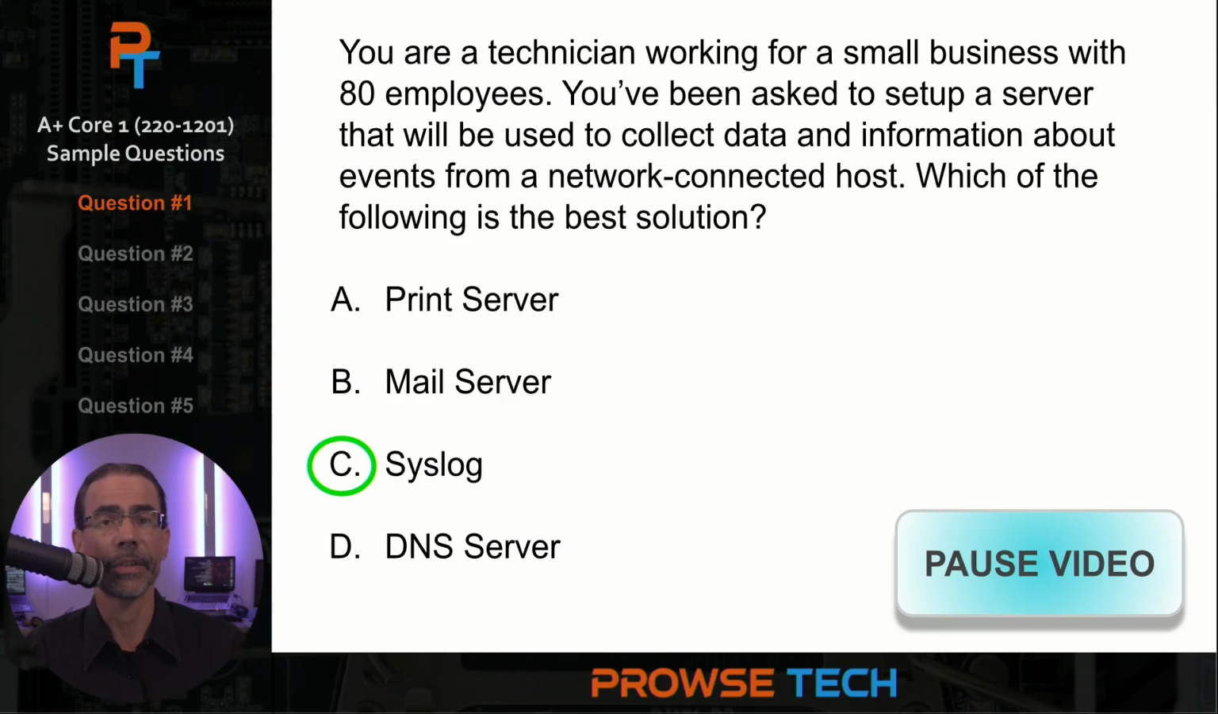And the correct answer is C, Syslog. The best solution in this scenario is to use a Syslog server, or more to the point, an rsyslog server. And that's going to allow us to collect data and information about events from any network-connected hosts. Quite often, it's going to be more than one. And that is the key element of this question. If you look through the paragraph, what you're really interested in here is collecting data and information about events from a network-connected host. I don't really care too much about whether it's a small business or a big business and how many employees. I do want to know what the best solution is, but this is a little bit of an easier question. This is the only proper solution on the list.